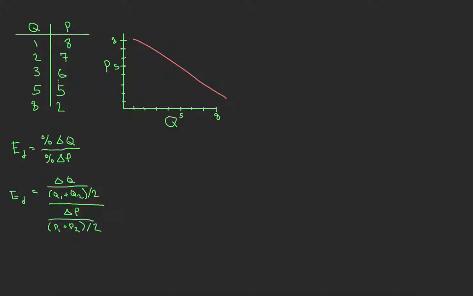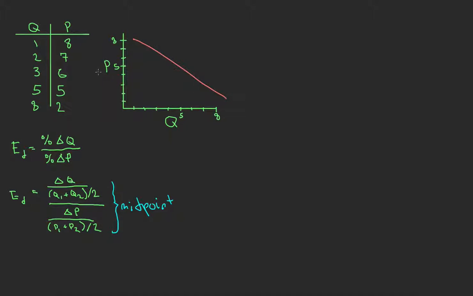The problem is, depending on which order you do your calculation, you might get a different number. So to make up for that, we have a midpoint method. We call this midpoint in economics, and it just divides it by the average between the two. And so that way, no matter what way you do the calculation, you'll get the same number. And so this is pretty straightforward.